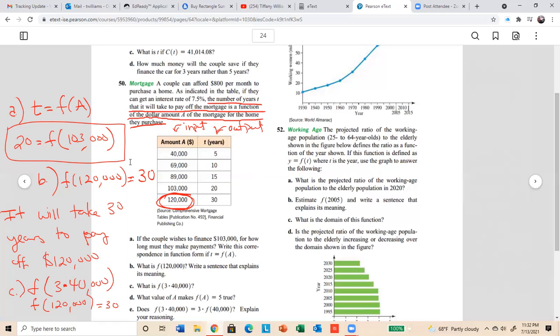Okay, part D. What value of A makes F of A equal 5 true? So remember, this is my input, right? So the 5 is representative of my output. So I'm going to go look in the years column there. So here's 5. What's my A value going to be? Well, A would have to be equal to 40,000.